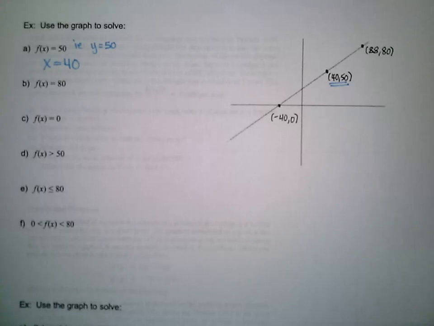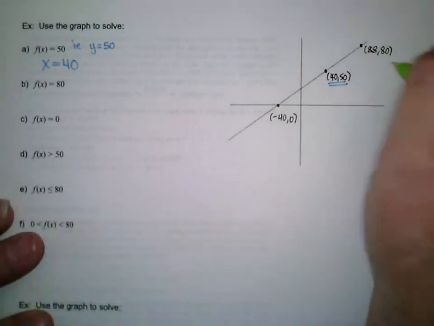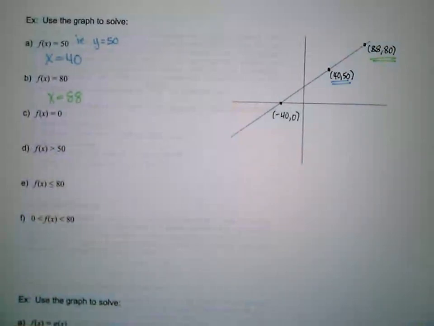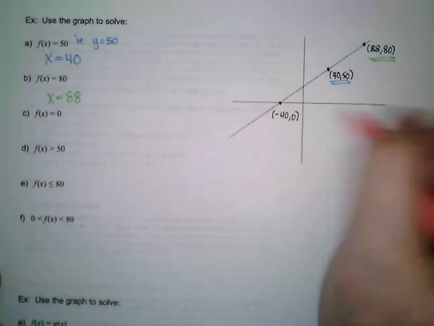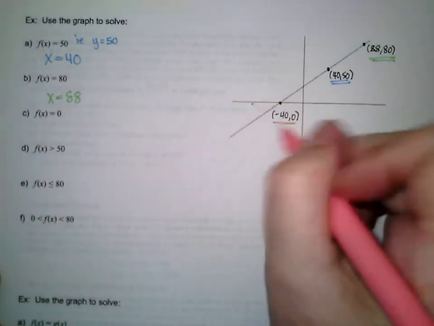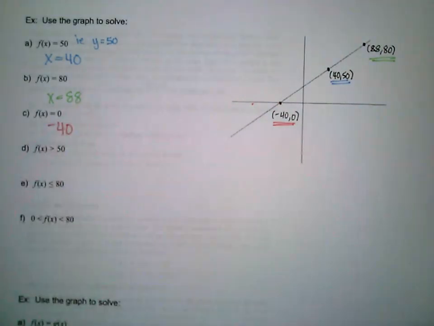Same kind of a problem. F of x equals 80. So I'm looking for a y value of 80. We're here. So x would be 88. And another problem almost just like it. F of x equals 0. F of x equals 0 means y equals 0. That's along here. That's this point. So negative 40 for the x value.